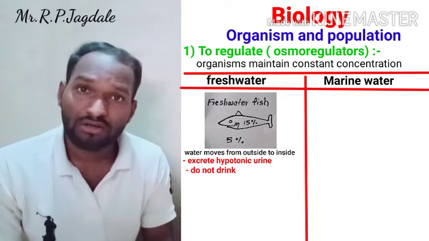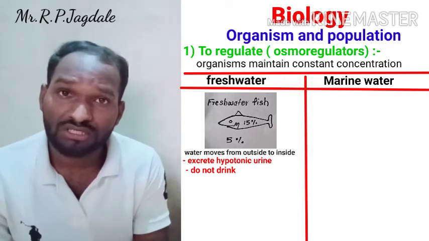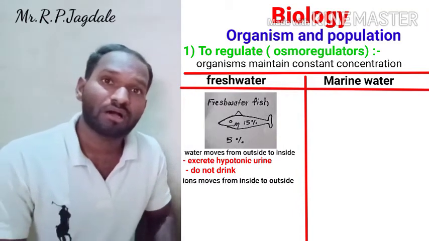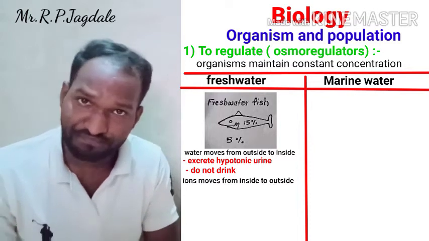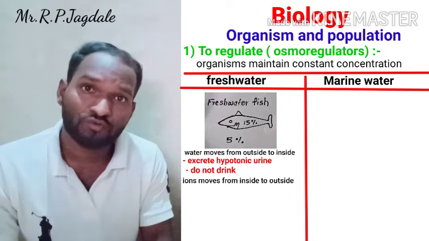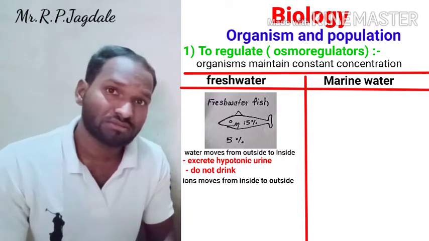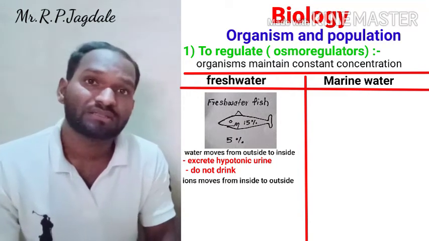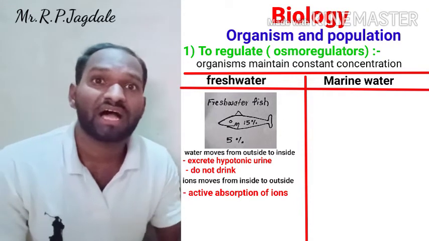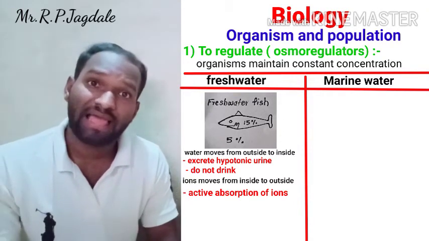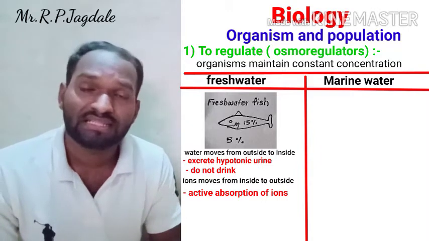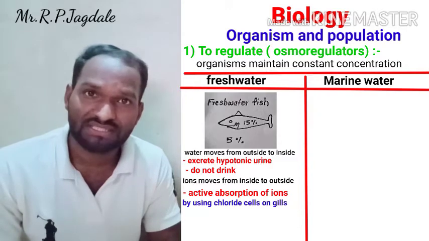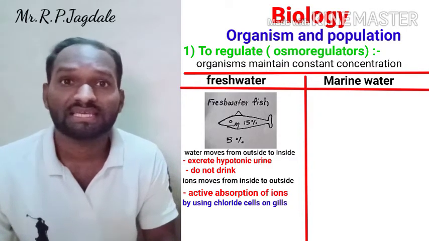Now coming to the second problem, the ion concentration. In fresh water, the ionic concentration is more inside the fish and minimal outside the fish, so ions move from inside to outside. How do we overcome that problem? The only option is the active absorption of ions. The fish will actively absorb the ions using the chloride cells, and these chloride cells are present on the gills.